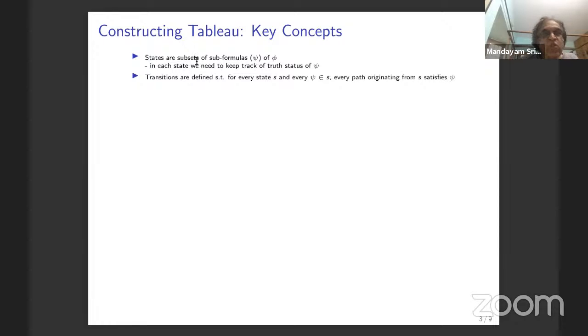So the states are the states of Tableau. That is, Tableau is just the Kripke model for phi, okay, for a given formula. The states are subsets of subformulas of phi.